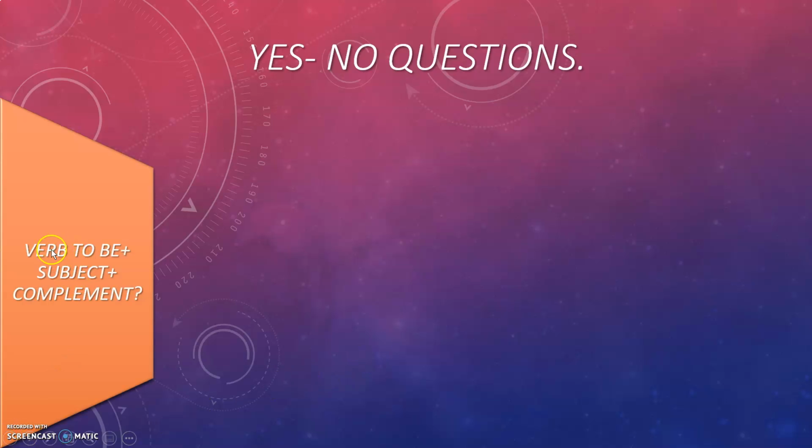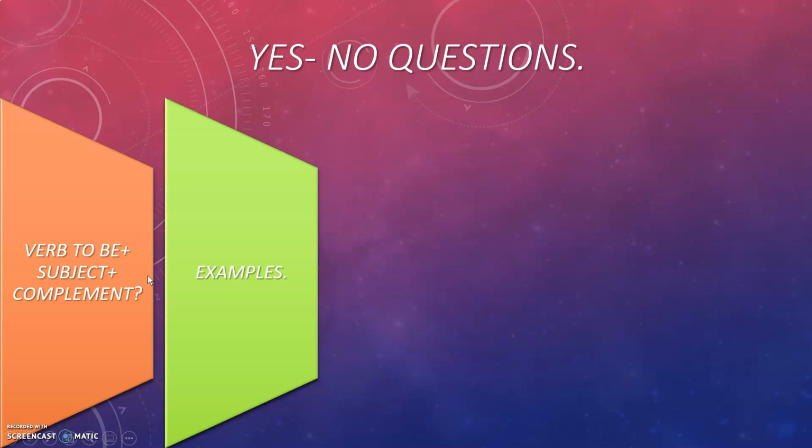In yes or no questions, we have the verb to be first, then the subject, and at the end the complement. Now remember that in sentences, it's subject first, verb to be second, complement at the end. But in yes or no questions, we have the verb to be first, then the subject, and at the end the complement.